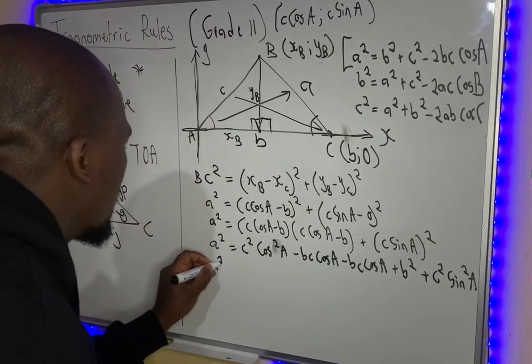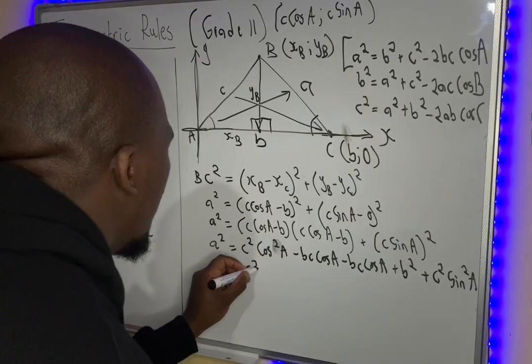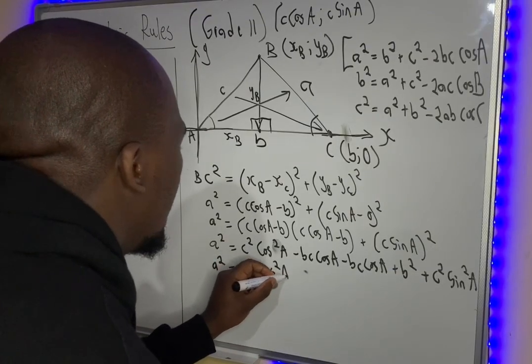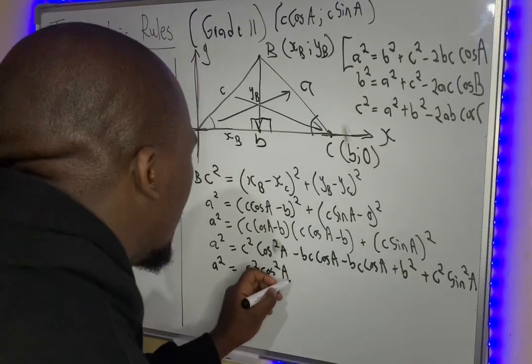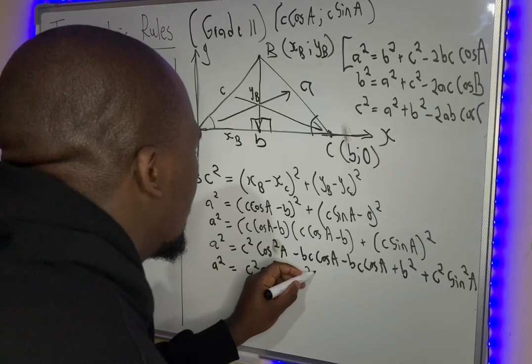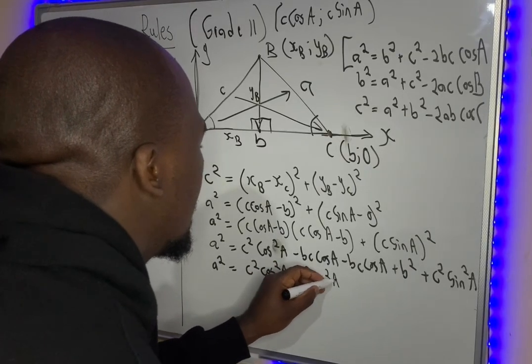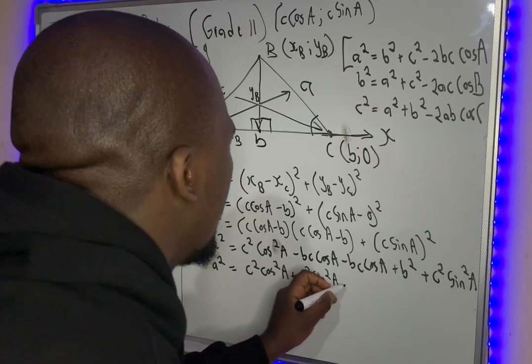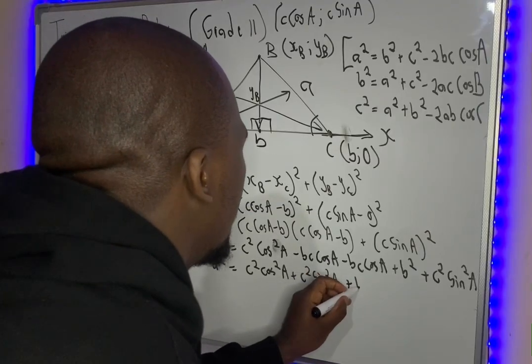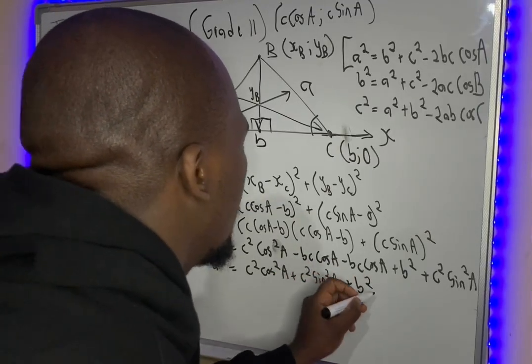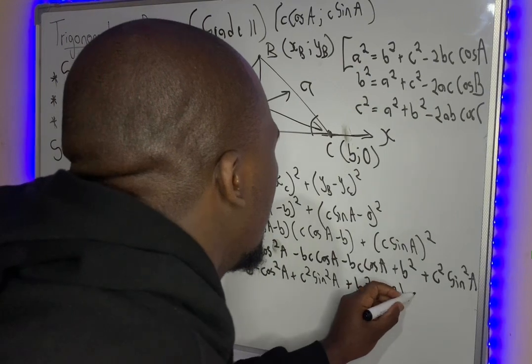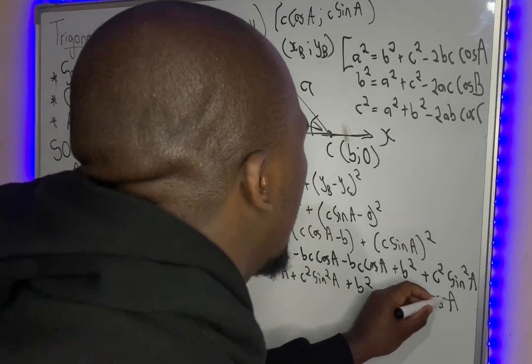So we're going to have A squared, which is equal to C squared cos squared A. Then we're going to group that with that, so C squared sine squared A. Then this is minus and minus here, or we can start with this plus B squared. Then we end up with this minus 2BC cos A.